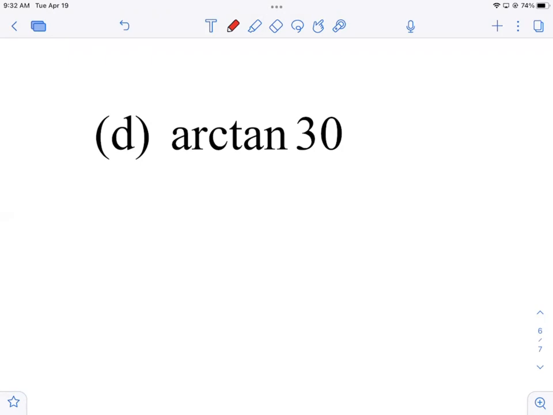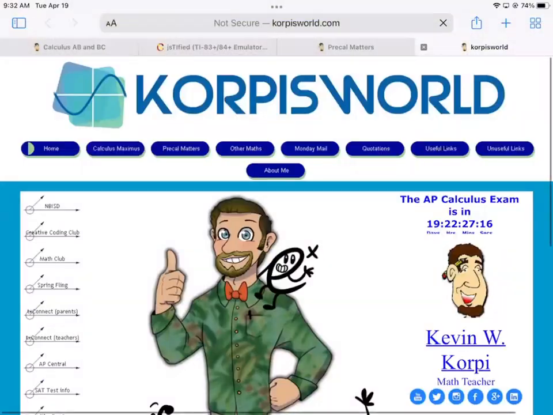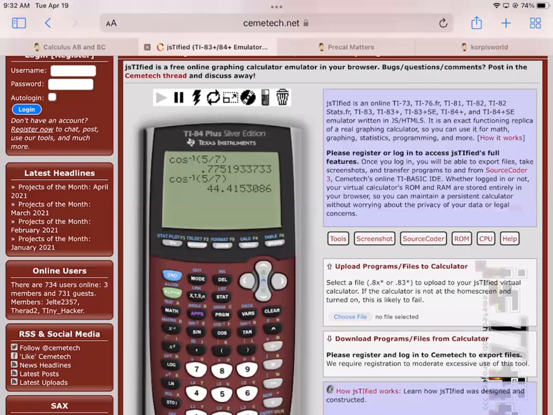Well, that wouldn't be in degrees or radians. It's just a ratio. It would be in quadrant 1 because it's a positive ratio. So this is calculator time. Calculator. Thank you.